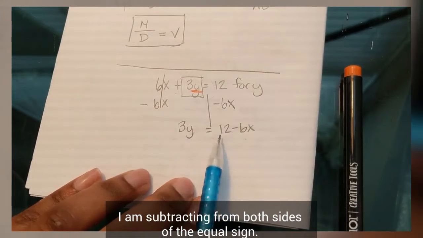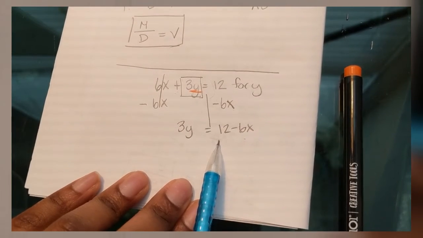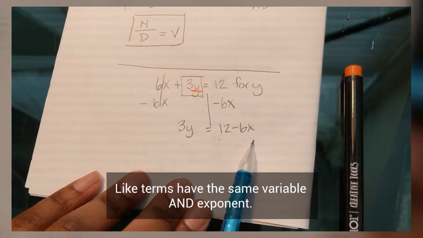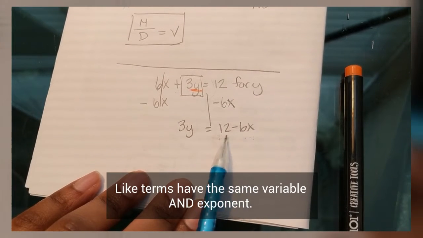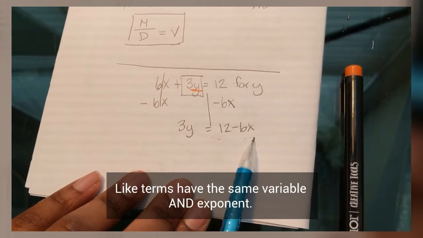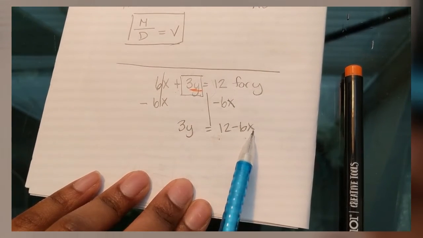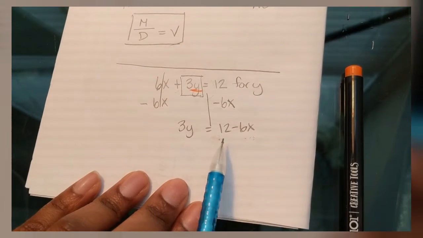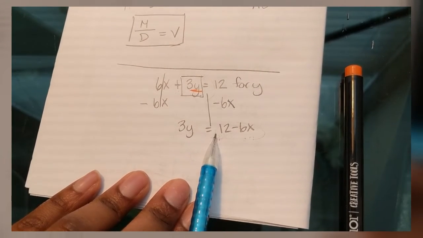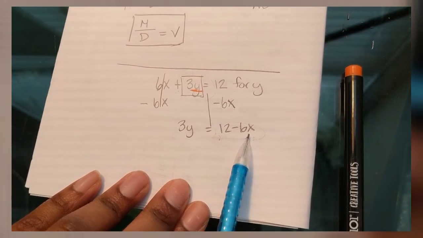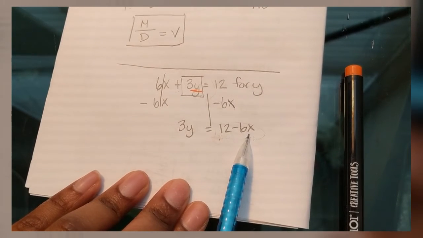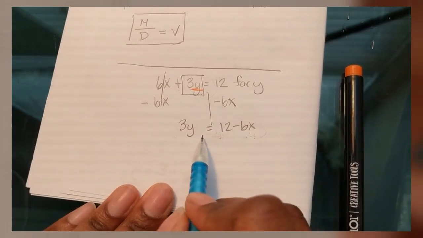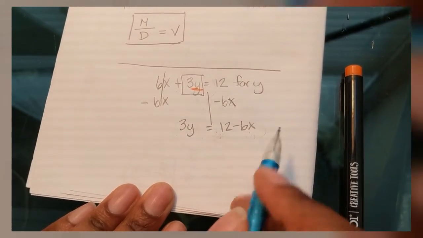I cannot take 6x from 12. Why? Because they are not like terms. They don't both have an x, and they aren't both just whole numbers. So since they don't look the same, they don't have the same variable and exponent, then they are not the same. So then I can only just write it like this and leave it that way. I can't substitute anything for x because I don't know what x is, and it's not fair for me to guess. So now I have 3y is equal to 12 minus 6x.